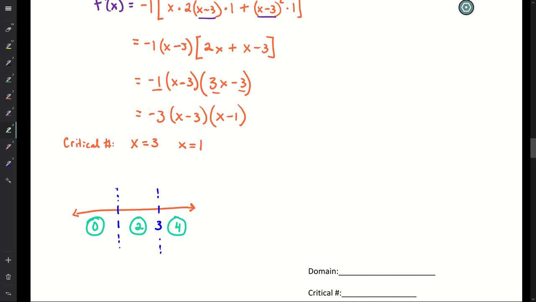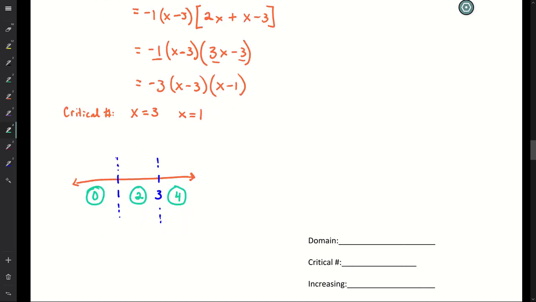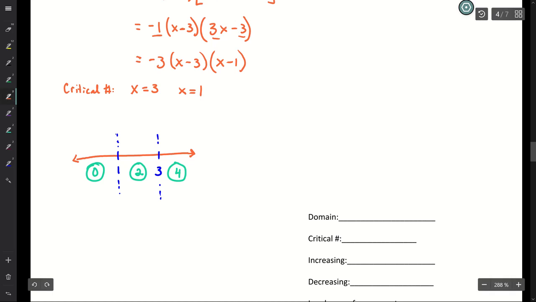So don't feel like these always have to be whole number values. They could be something that's fractional. All right, and from here, we're going to take those test values and plug them into our first derivative. I'm going to put some notation, saying, hey, remember, that was our first derivative.